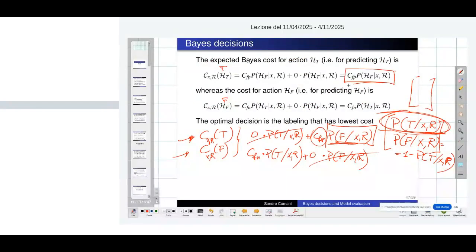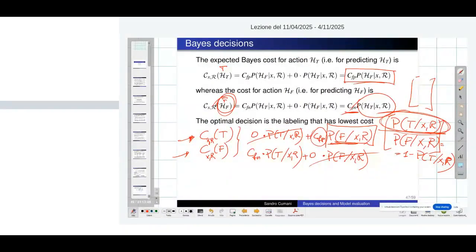And if I assign class false, then I have an expected cost, that is the cost of a false negative times the probability of having a false negative. This is the probability of having a false negative if I assign class F. The probability of having a false negative if I assign class F is exactly the probability that the sample is from the true class.